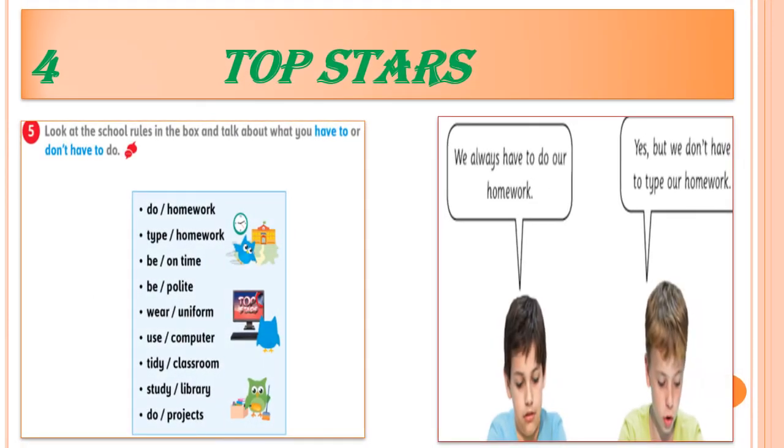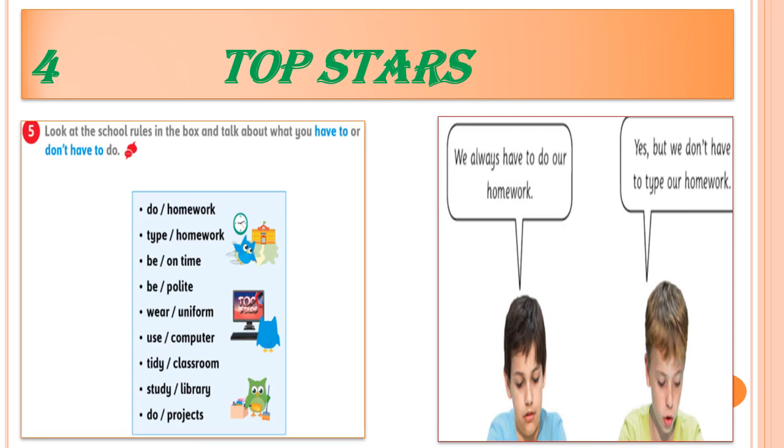On unit 4, top stars. Now it's on your student book. Look at the schools. It's exercise number 5. Look at the school rules in the books and talk about what you have or don't have to do. What are the things that you have to do or you don't have to do? Do homework. Do you have to do your homework? Sure. Yes, I must or I have to do my homework.